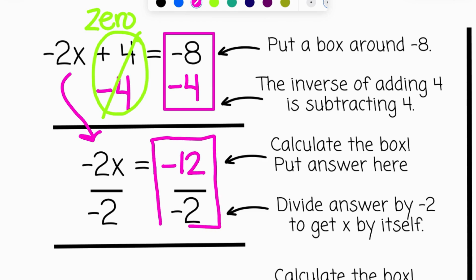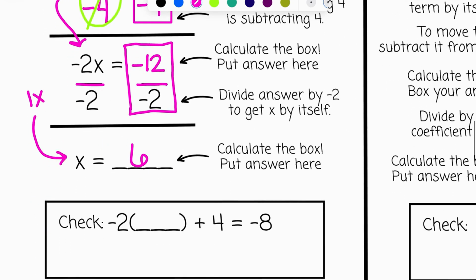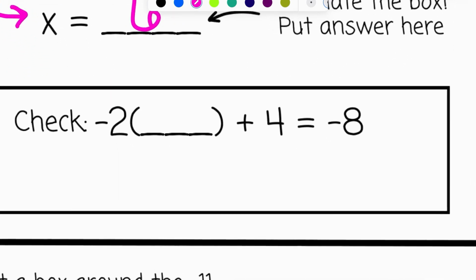Okay, I will then box my negative 12, and as you can see, I've kind of already done the next step for us. On the left side, I've got negative 2x. When they're side by side, you need to divide. So I'm going to divide with my fraction bar by negative 2. Remember, don't change your signs. Negative 2 divided by negative 2 gives me positive 1x, which is how I ended up with just plain x right here. Now calculate the box. Negative 12 divided by negative 2 gives me a positive 6. So my answer is x equals 6 after 2 steps.